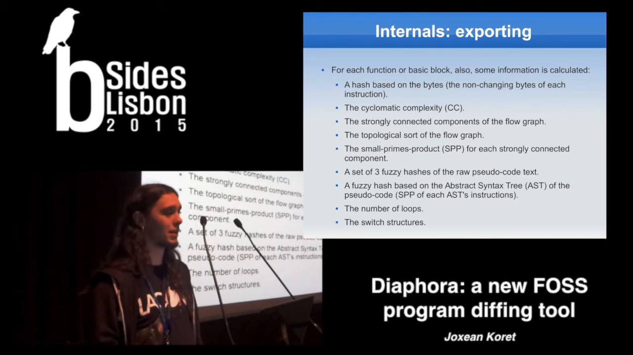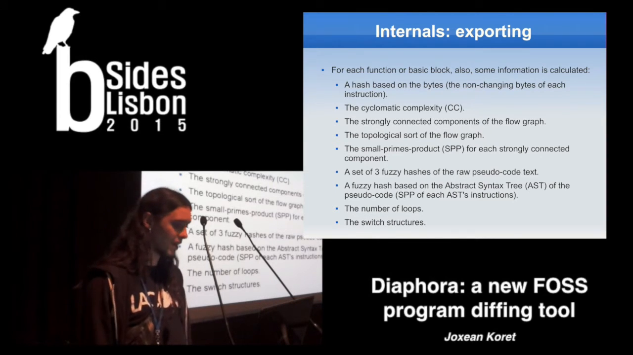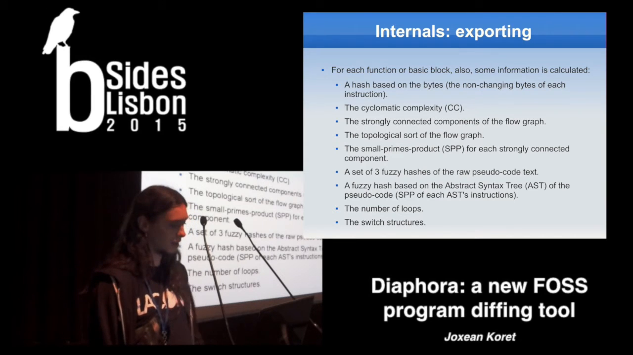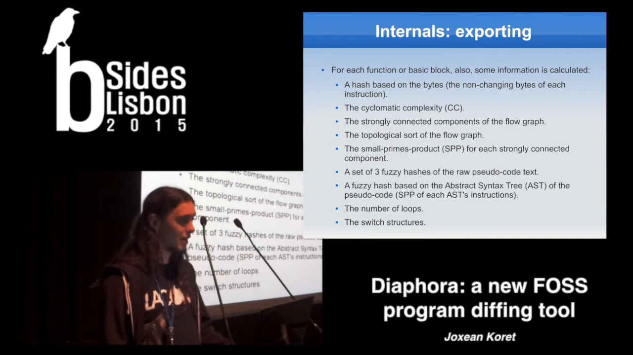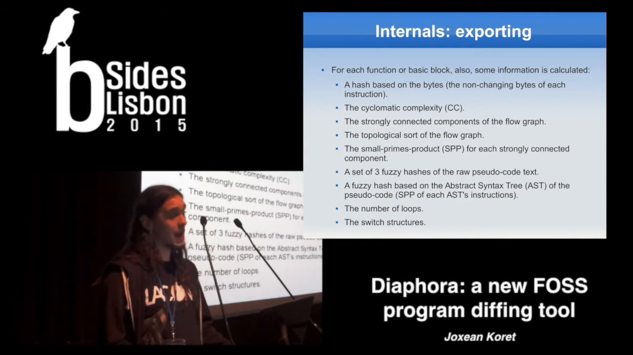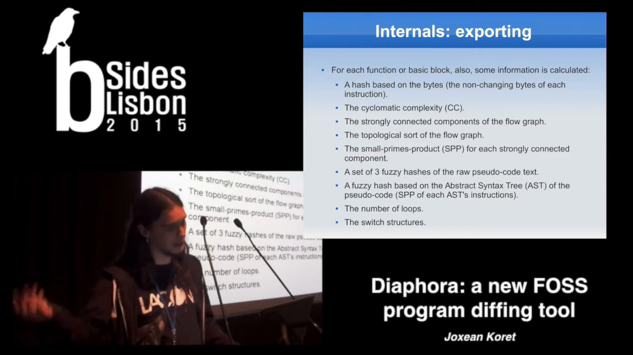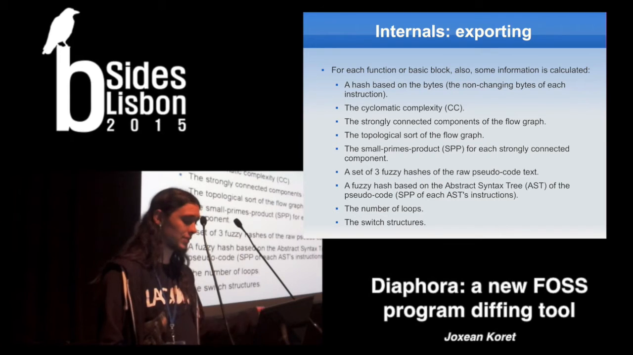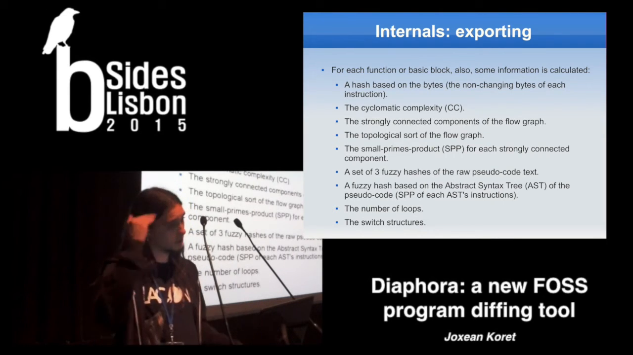I also calculate the cyclomatic complexity of each function, the strongly connected components of the flow graph of each function, the topological sort of the flow graph, the small primes product, which I will explain a bit later, for each strongly connected component, a set of 3 fuzzy hashes of the raw pseudocode text, and also a fuzzy hash based on the AST, the abstract syntax tree of the pseudocodes. Well, it is, again, another small primes product that I will explain later on. Also, I calculate the number of loops, and I extract all the switch structures, like all the values that are used in the switch, all the switch cases.